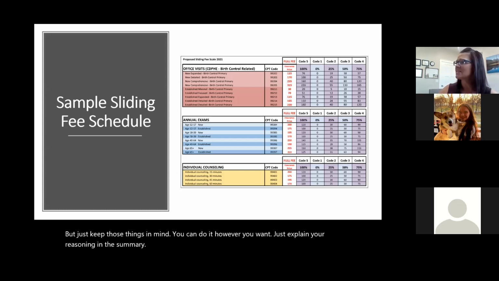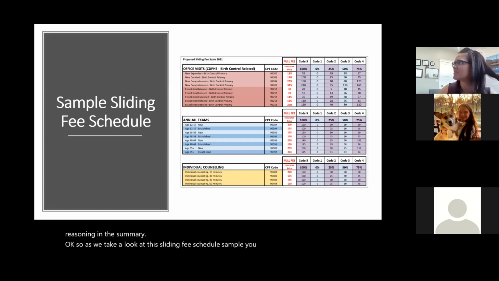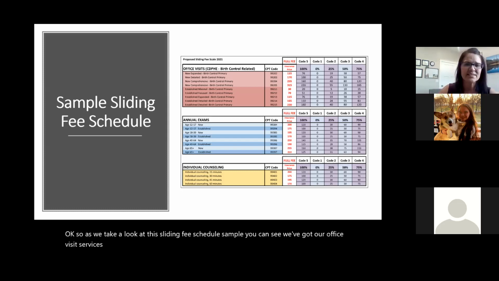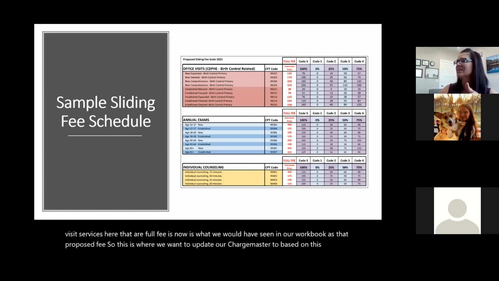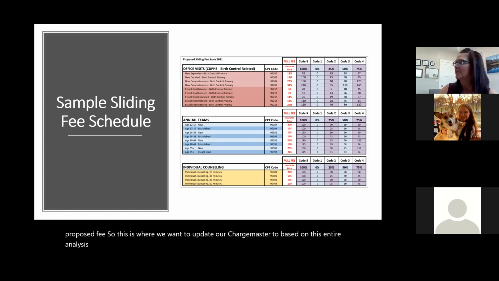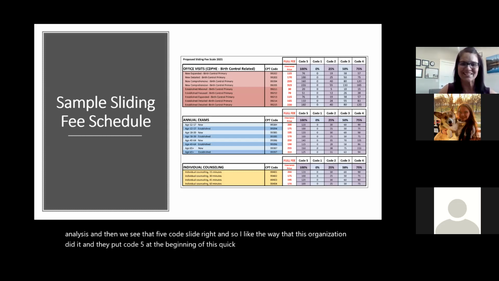Okay, so as we take a look at this sliding fee schedule sample, you can see we've got our office visit services here. Our full fee is what we would have seen in our workbook as that proposed fee. So this is where we want to update our charge master based on this entire analysis. And then we see that 5-code slide, right? I like the way that this organization did it, and they put code 5 at the beginning of this. Quick reference, of course, your code 1s are all slide to 0, right?